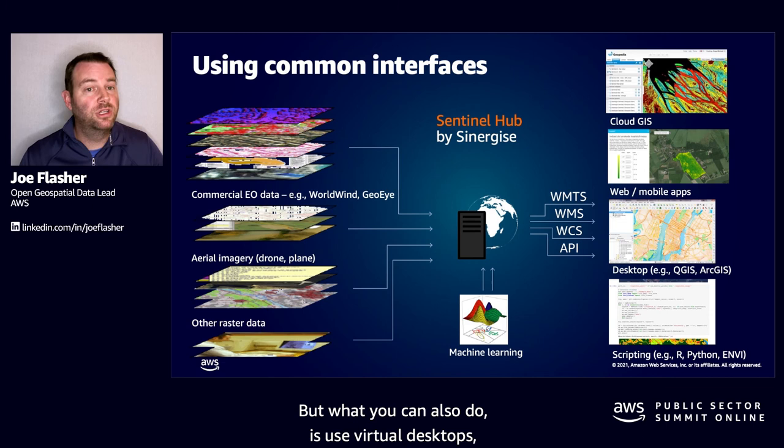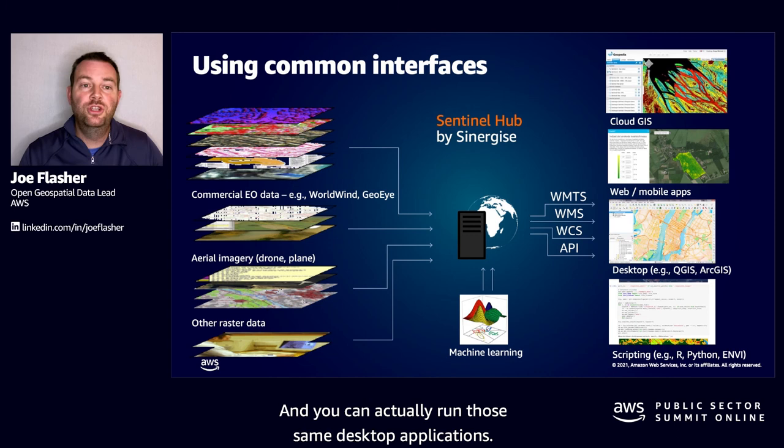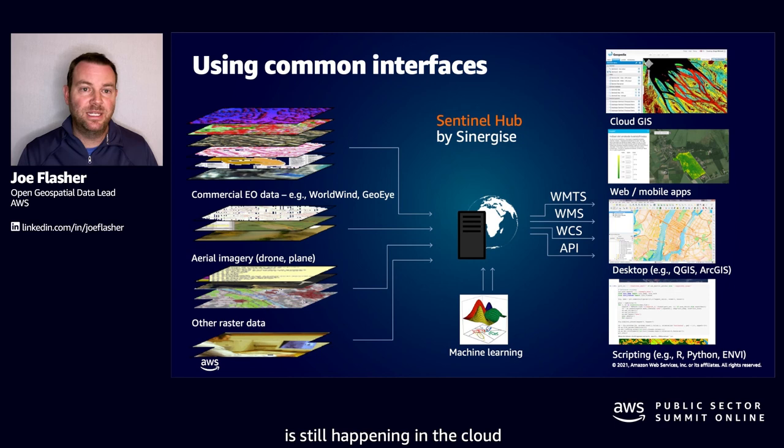But what you can also do is use virtual desktops through services like WorkSpaces, and you can run those same desktop applications. So you get your GUI interface, but you can run them right next to the data in the cloud. Your big data access piece is still happening in the cloud, and all you see is the traditional remote desktop pitch, the pixels refreshing on the screen. So you still get super low latency access to the data.